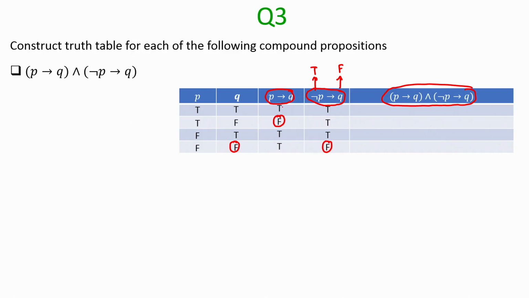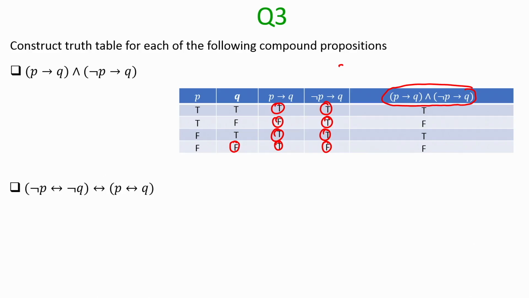Now, I have the columns for P implies Q and negation P implies Q. What I have to do is take the conjunction, and remember, the conjunction of two variables will be false if any of them is false. So, the truth value for the conjunction will be as follows. Since I have true here and true here, true and true is true, but I have false here and true here, so the conjunction will be false. I have true here and true here, their conjunction will be true. I have true here and false here, the conjunction will be false. That is how you can build a truth table for this compound proposition.